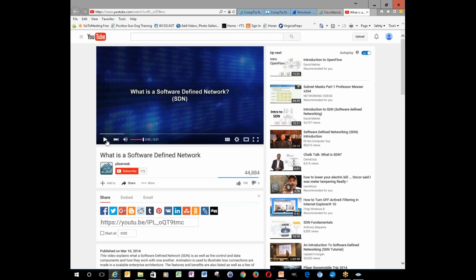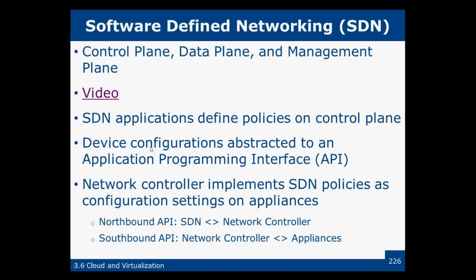The objective of that is not to make you an expert on it, but to give you an idea of what it does. And the whole thing that it does is simplify or centralize management and take that really complex network and manage it. So the SDN applications define the policies on the control plane, which is what he said in the video, are abstracted to an application programming interface, and the network controller implements policies as a configuration. We have northbound for the network controller and southbound for the appliances.